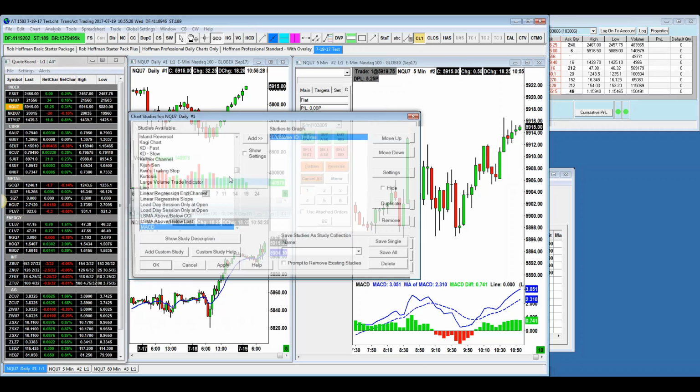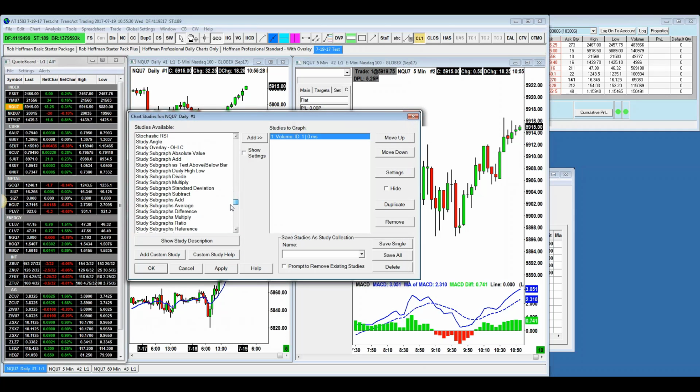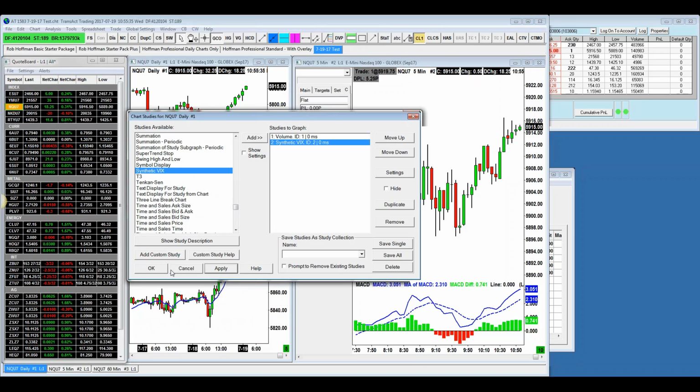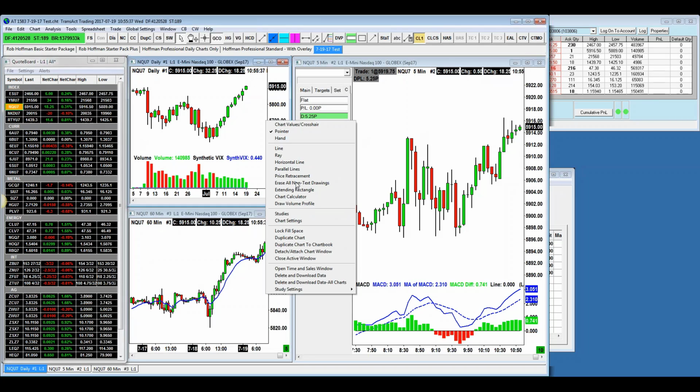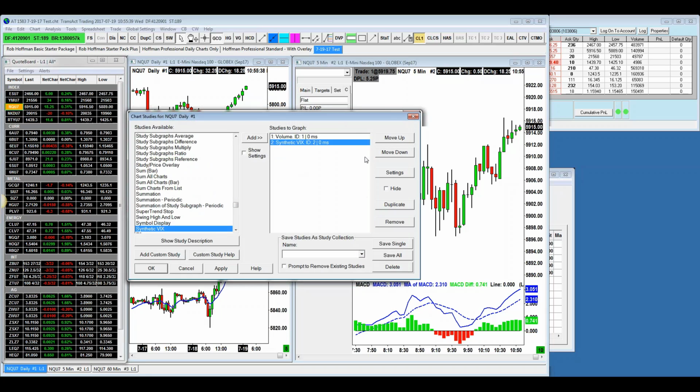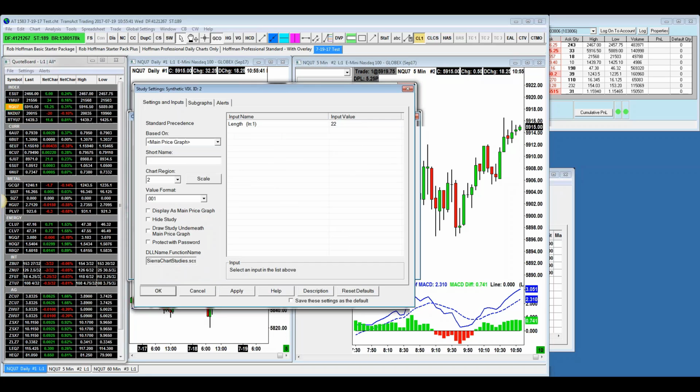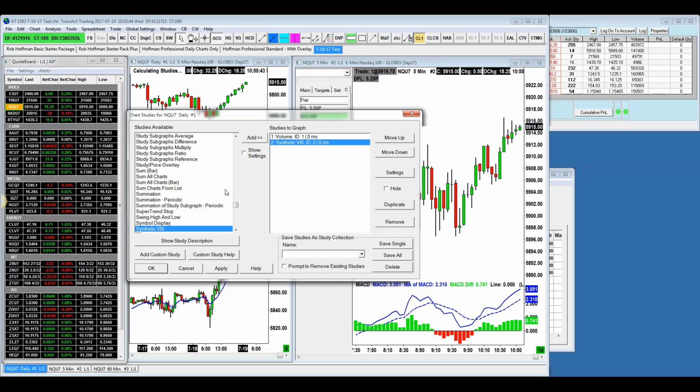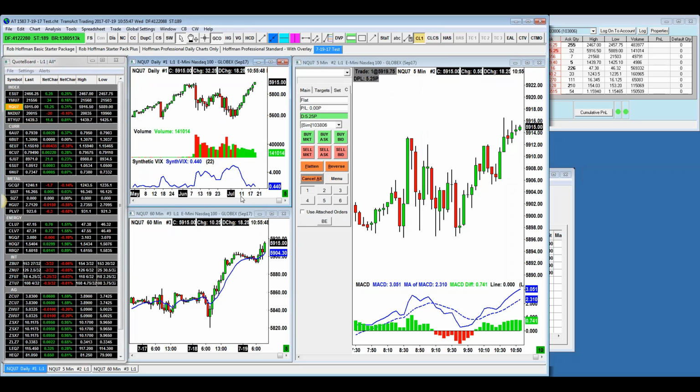Someone asked to see the VIX study. The study is just called the synthetic VIX, so you just add it to the chart. Let me make sure this is in the right region. Region 3, and this is what it looks like. It's a relative measure of volatility. Just like the VIX, you can see that it goes down when the market goes up, and it goes up when the market goes down a lot. So that's what it looks like, and this is a study that can be applied to any chart.